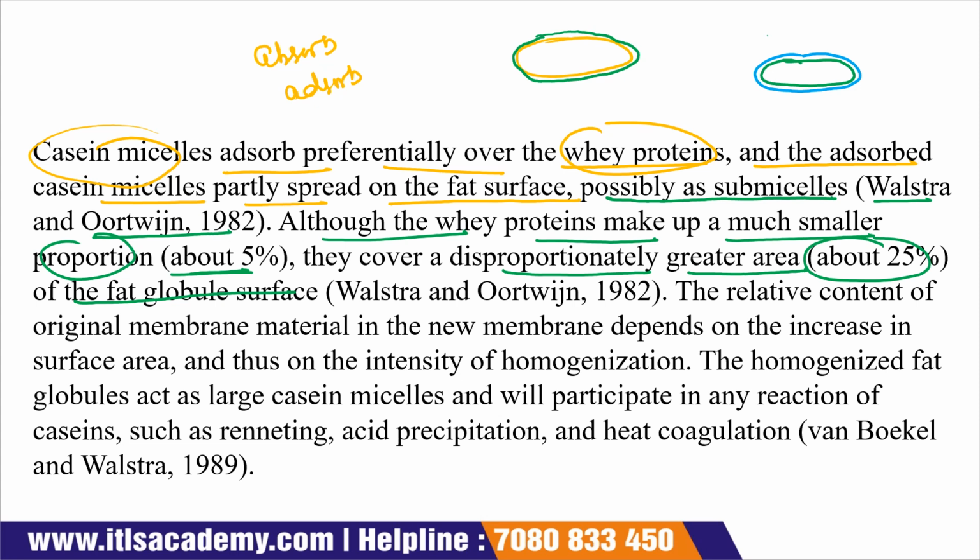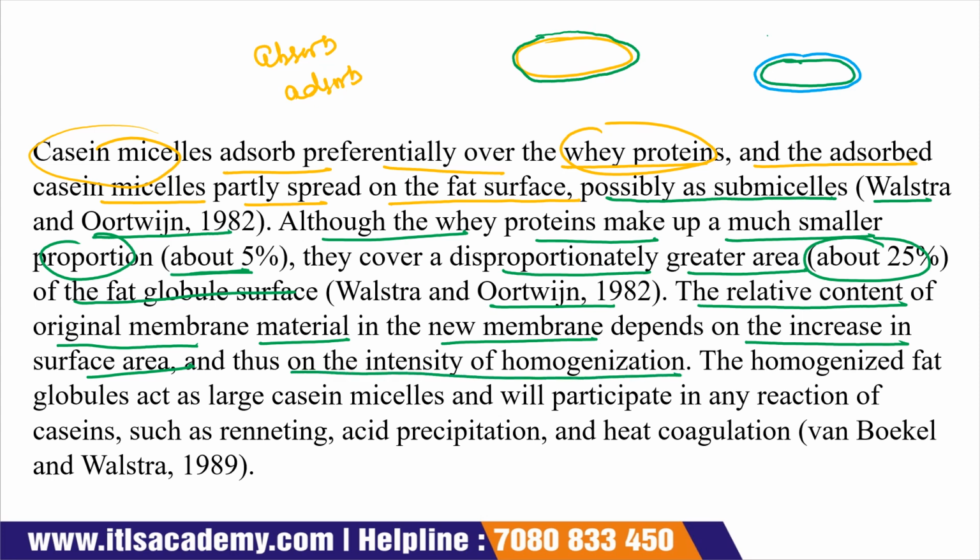Okay, so the amount of whey protein is very small, only around 5%, but it covers a disproportionately greater area, about 25% of the fat globule surfaces, and again it is taken from Walstra and Oortwijn 1982. The relative content of the original membrane material in the new membrane totally depends upon the increase in surface area, and thus on the intensity of the homogenization.